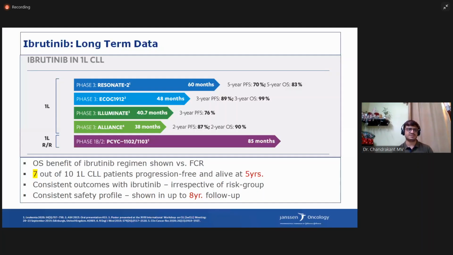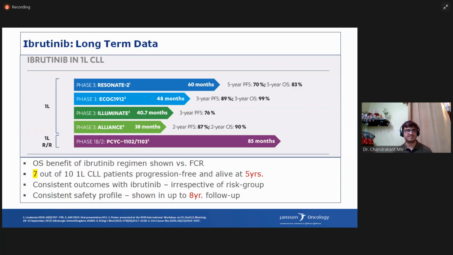So what are the take-home messages? These are the long-term data of ibrutinib in first-line CLL. The RESONATE-2 trial showed 60 months follow-up with a 5-year PFS of 70% and overall survival at 5 years of 83%. The ECOG 1912, a head-to-head comparison with FCR with 48 months follow-up, had a 3-year PFS of nearly 90% and overall survival of nearly 100%. And then the ILLUMINATE trial, again, a 3-year PFS of about 75%, and the Alliance study, again, more than 85% PFS, and the overall survival crossing 90%.